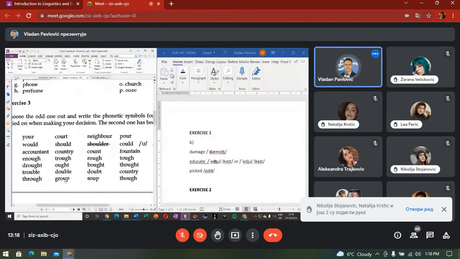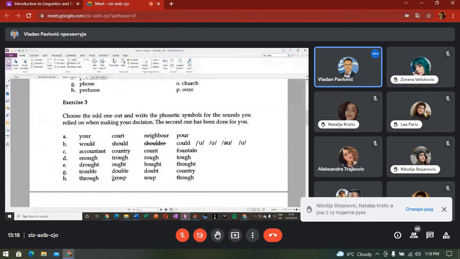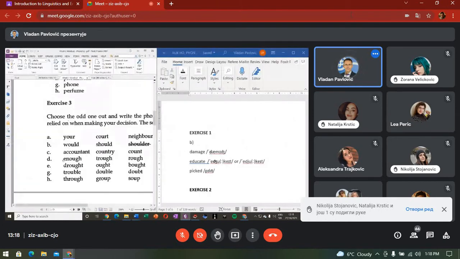So, just a mo. Would, should, shoulder, and could. So if we focus on how we pronounce these OU sequences when they are written, it is 3 times U as in would, should and could, and once ow as in shoulder. What about your, court, neighbor, and paw as far as the OU sequence is concerned?